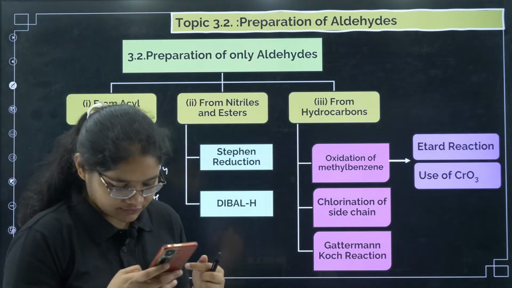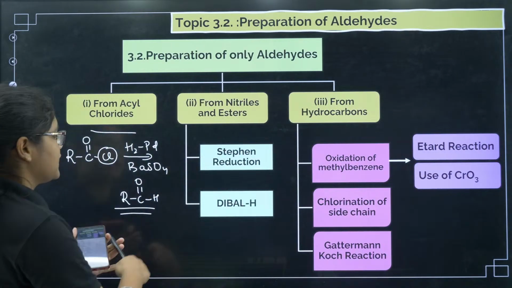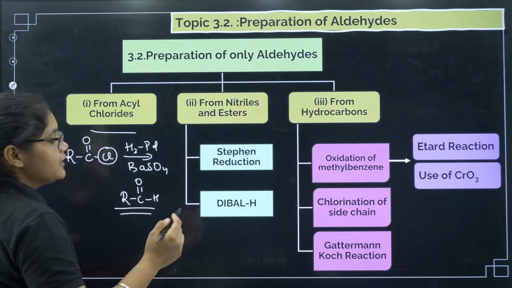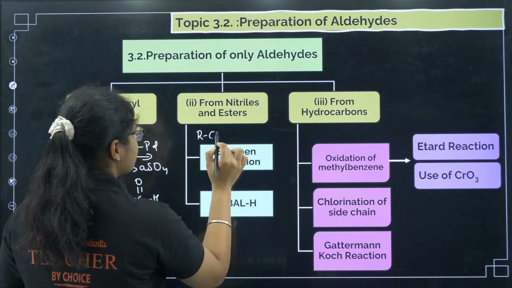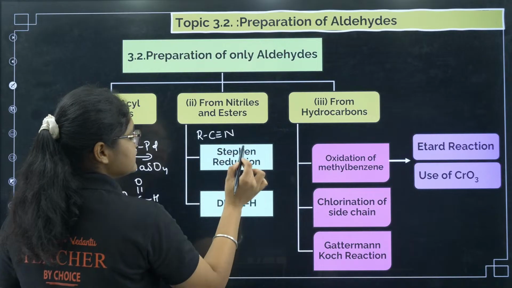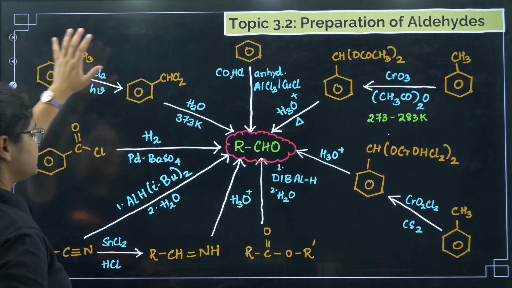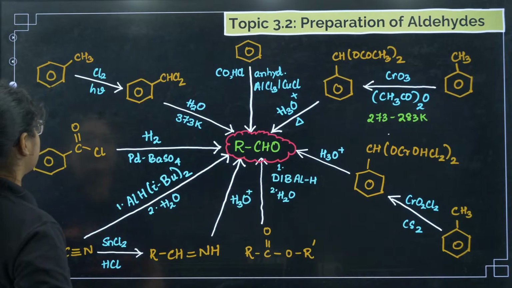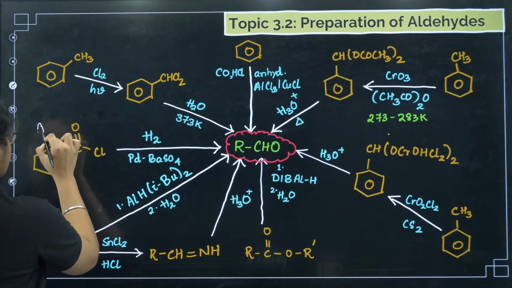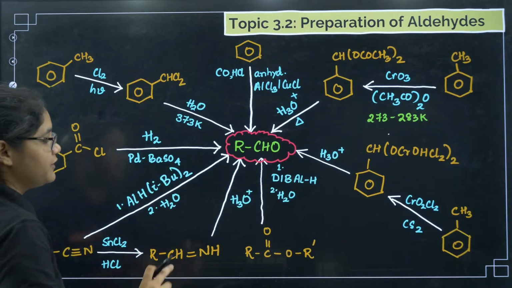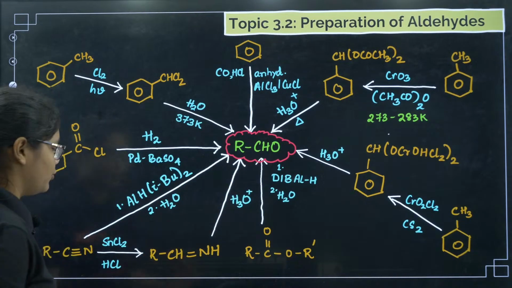Rosenmund, yes, very good students. Rosenmund reaction is the correct answer here. Next, from nitriles and esters, if I have RCN, in the Stephen reaction what do we use? So I will just show you all the reactions. You can see here, this is the complete reaction chart. The first one here is the Rosenmund reaction with RCOCl, H2, palladium, barium sulfate, you will get RCHO.